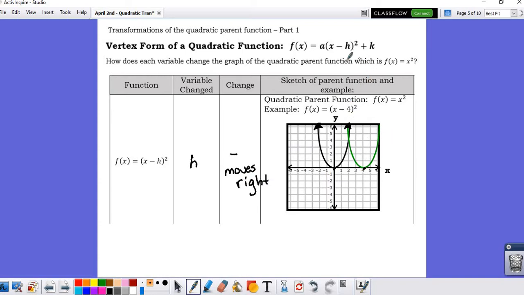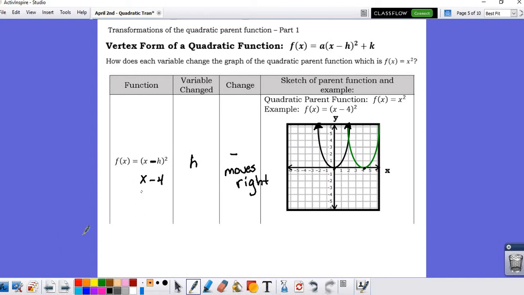Okay, now the reason for that is I'm really putting a positive number in there. So it's x minus 4. And 4 by itself is positive, but the equation has a minus sign, so x minus 4. And so it moves to the right.